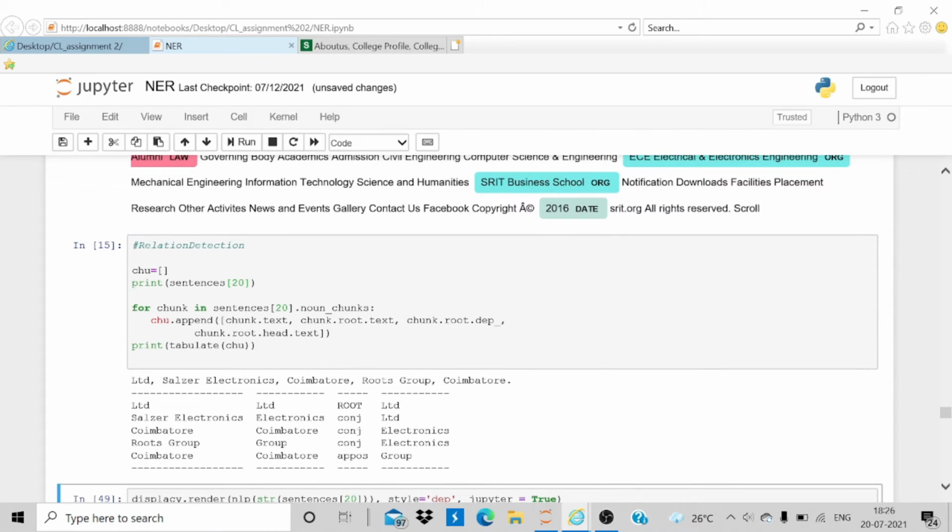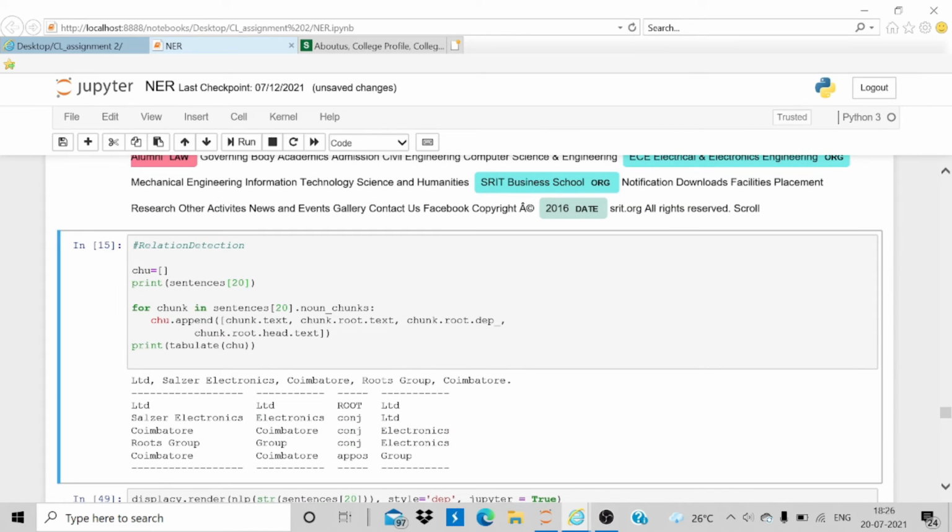So my 20th line is this one: LTD, Salsar Electronics Coimbatore, Roots Group Coimbatore. Okay. So this is my 20th line. So each token is assigned to identify the root tree. LTDs consist of a root and conjunctions. So likewise the dependent class.